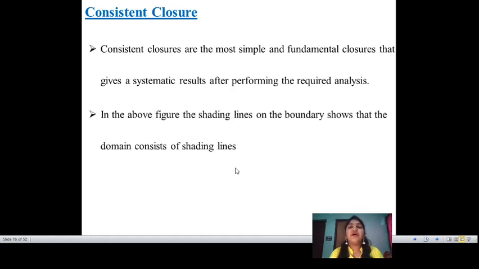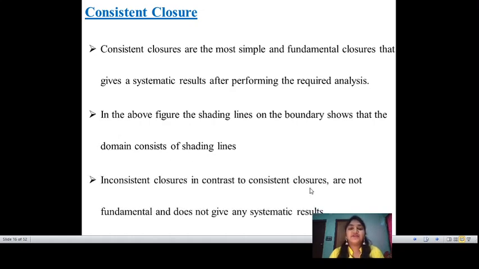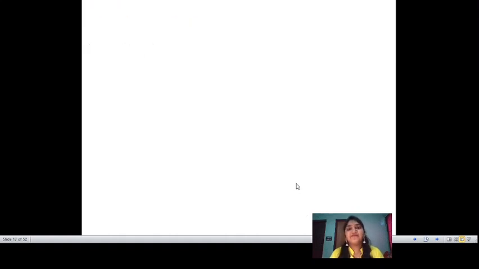So it doesn't give inconsistent results. It leads to inconsistent closure whenever domain testing is applied and there is any problem in the consistency. So in the figure below, there are shading lines. I will show that. The boundary shows the domain consists of shading lines. Inconsistent closure, in contrast to consistent closure, is not fundamental and does not give systematic results. So what I said in the previous line, inconsistent closure doesn't give systematic results. That's why consistent closure is the property to define the nice domain.